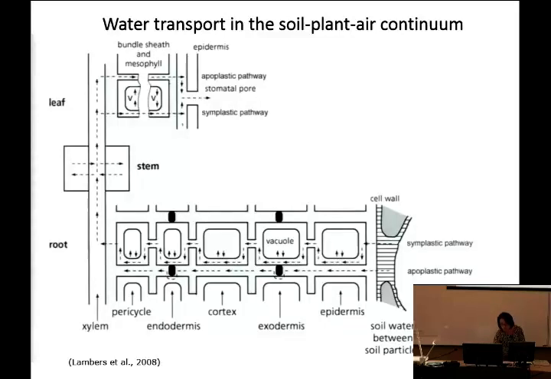Okay, all right, so the water transport has two pathways. One is symplastic, meaning going through the intercellular space.